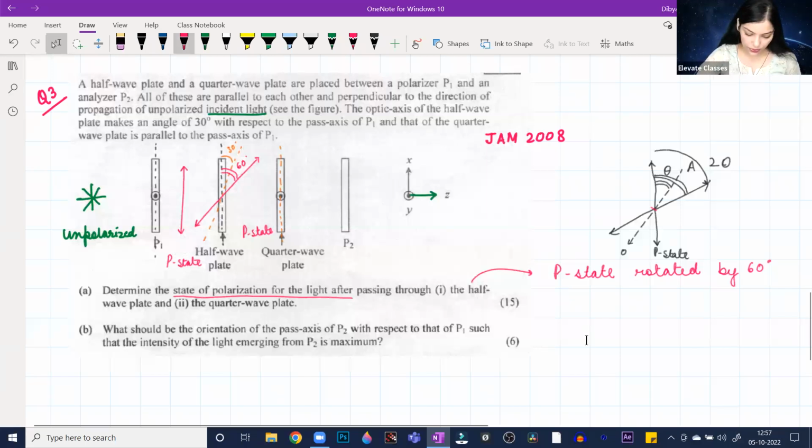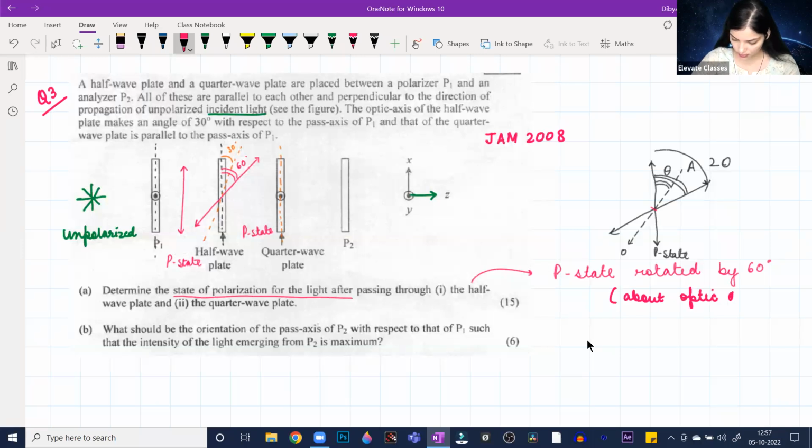ठीक है, सो यहाँ पर क्या डिस्कस कर रहे थे. सो हाफ वेव प्लेट के बाद क्या मिलेगा मुझे आउटपुट में, I will get the P state which has been rotated by 60 degrees. This rotation is about the optic axis. ठीक है, सो ये याद रखना है that this rotation is about the optic axis. और जहाँ पर 30 जो ऑप्टिक एक्सिस के साथ एंगल बना रहे थे, that was 30 degrees. So theta was 30 degrees, so rotation is by 2 theta, that is equal to 60 degrees.